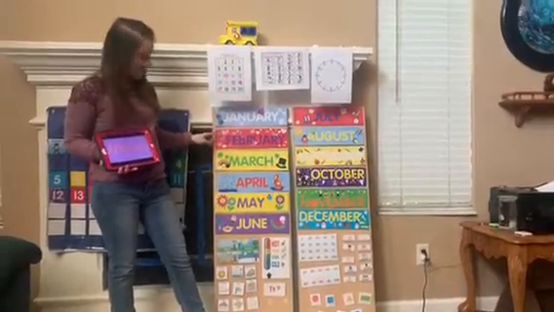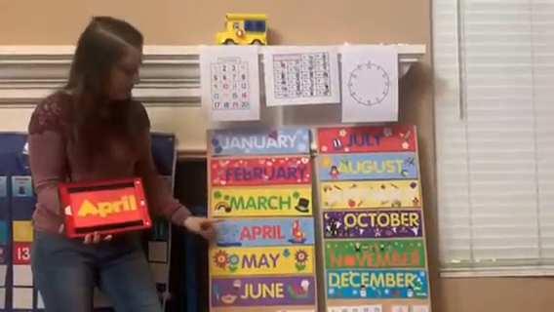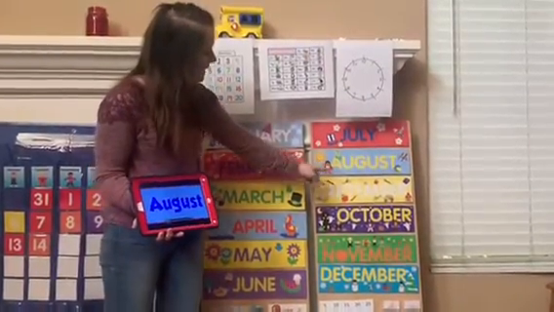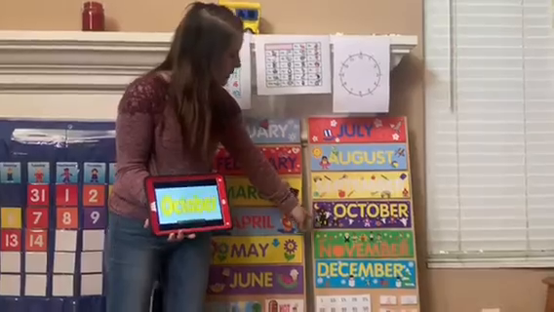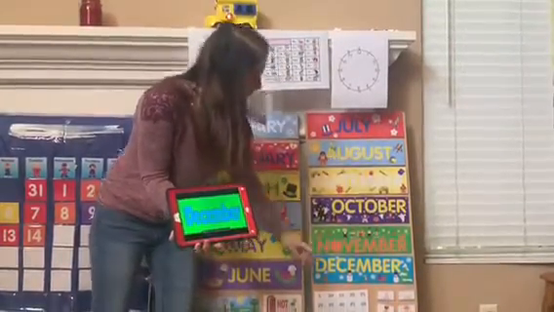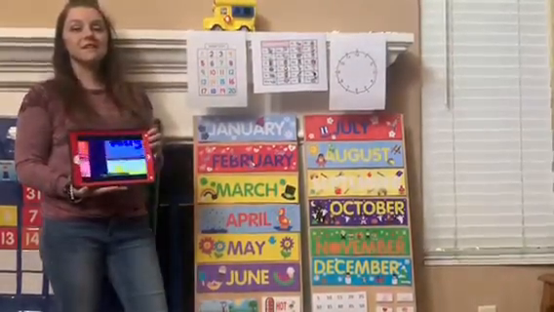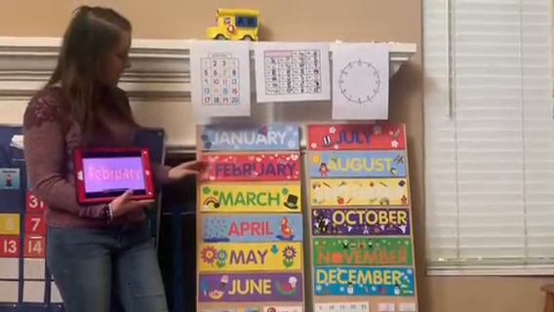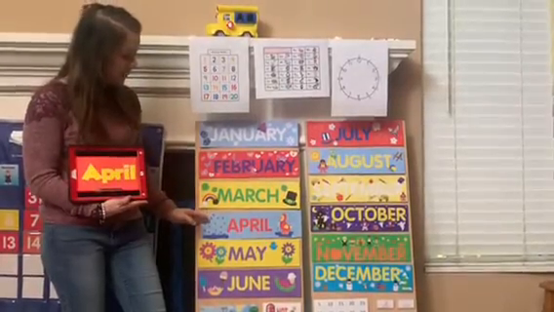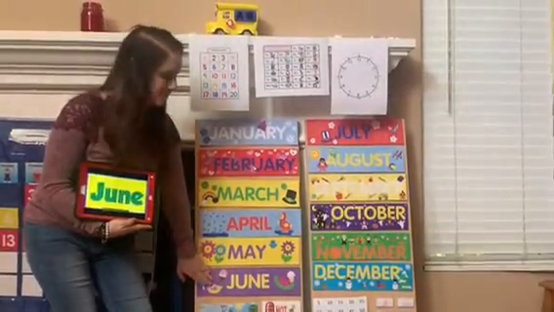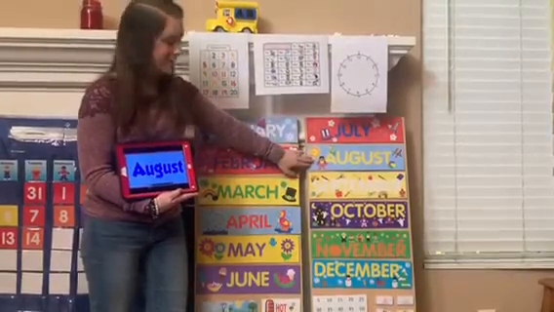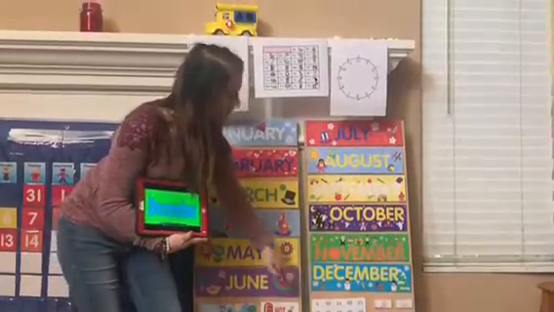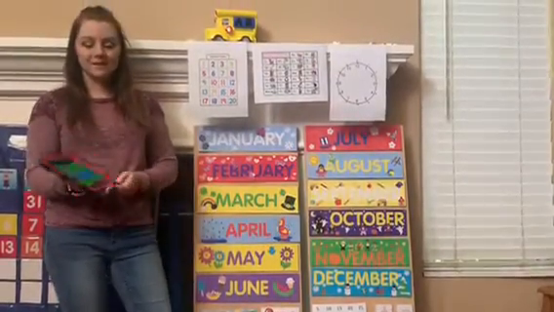January, February, March, and April, May, June, July, and August, September, October, November, December. These are the months of the year. Let's sing it one more time. January, February, March, and April, May, June, July, and August, September, October, November, December. These are the months of the year.